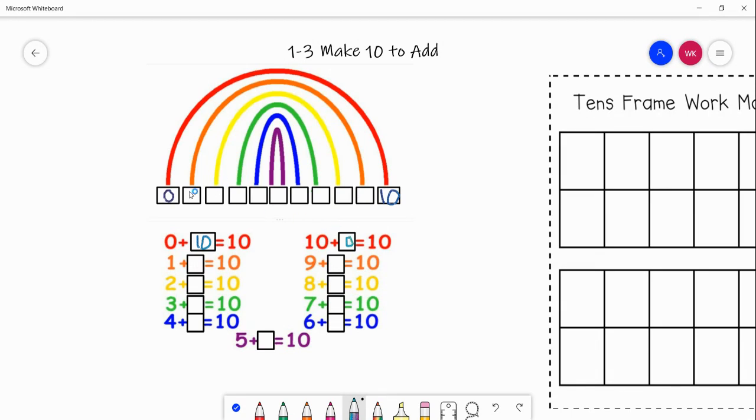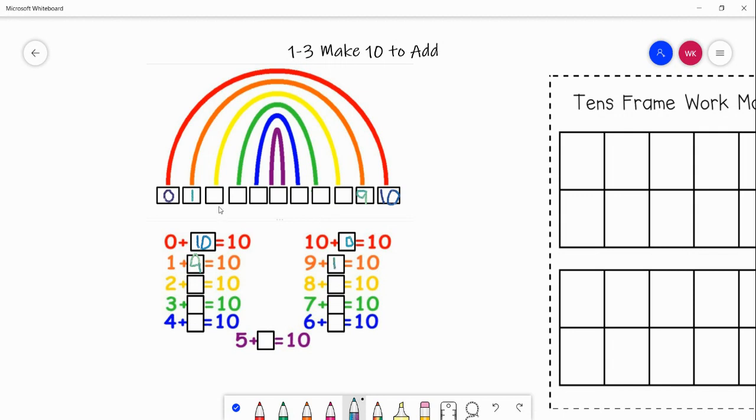So let's go ahead to the orange. Our next number is 1. So 1 plus what equals 10? 1 plus 9 equals 10, right? So we're going to go around the orange. We're going to put a 9 in right there, then a 9 right here. 1 plus 9 equals 10, and 9 plus 1 equals 10.